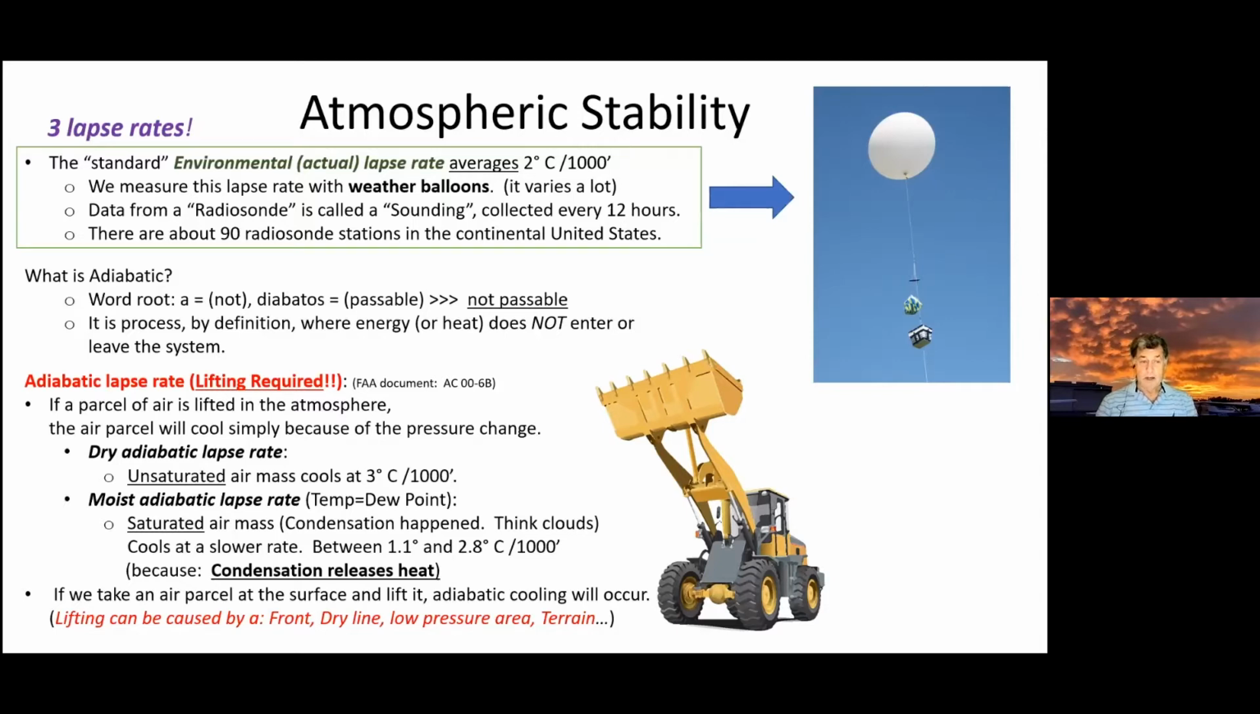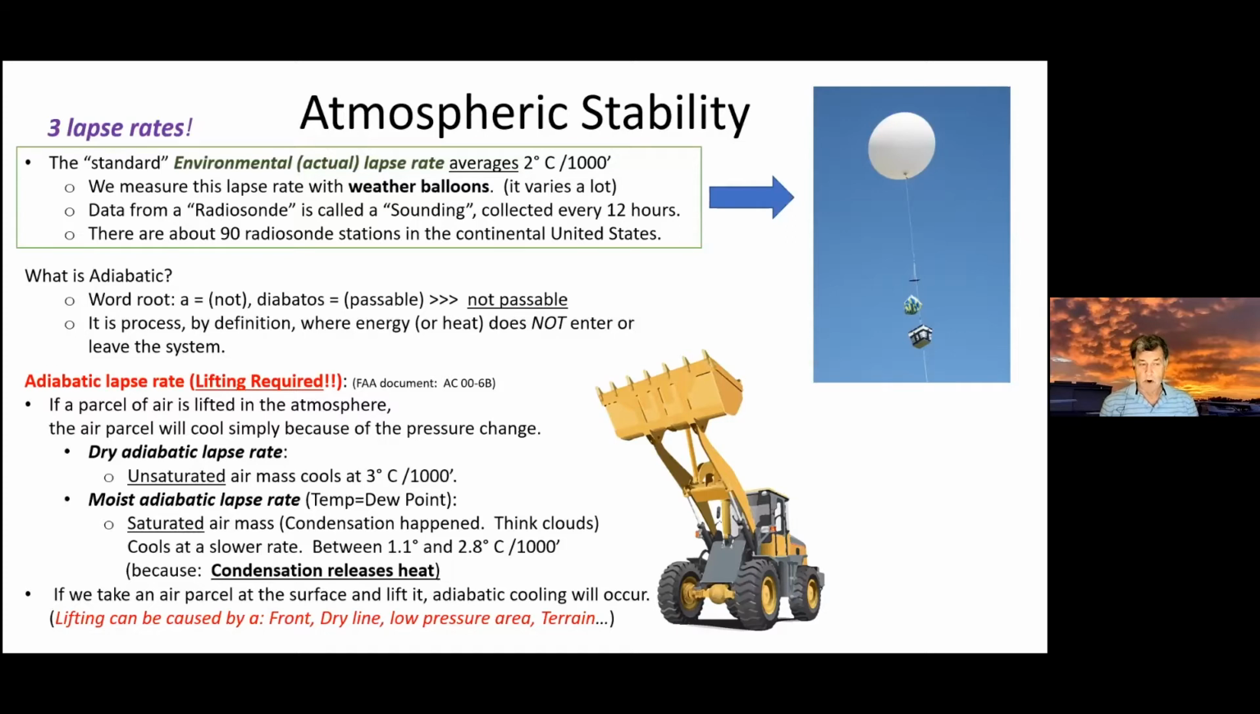Okay, so now I got to go into two other lapse rates, and it's the dry and moist adiabatic lapse rate. So let's first define what adiabatic means. Adiabatic, the actual word breaks down into not passable. And what that means for us is that we have a temperature change with pressure, but we don't remove heat or add heat to the parcel.